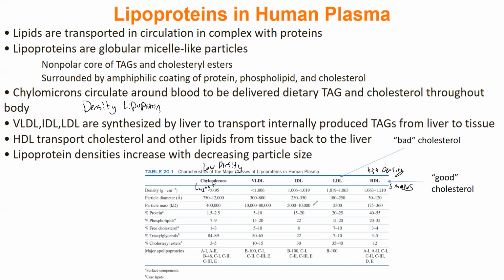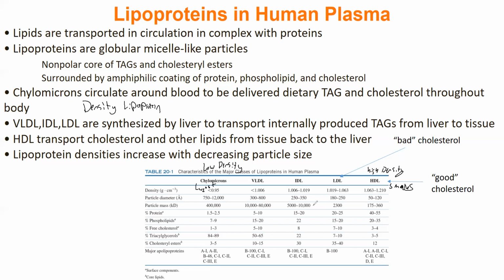So these are created by the liver, and you'll transport the tags you make in your body and the cholesterol you make in your body to different tissues. So chylomicrons are mainly used for when you eat stuff to bring those to different parts of your body. The other lipoproteins are used to transport from your liver to the other parts of your body.